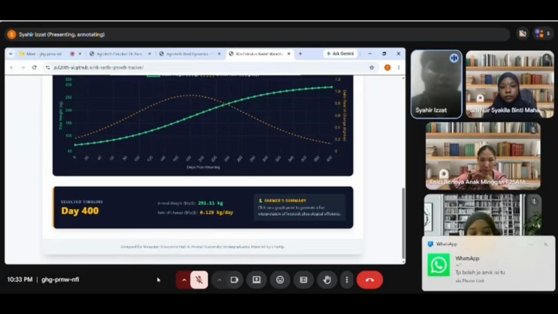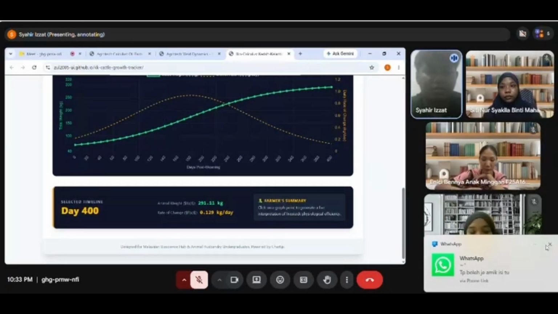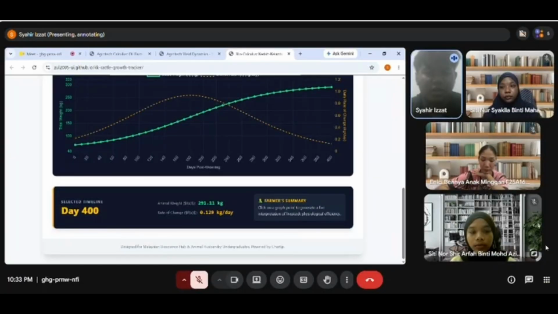Next is the dashed orange line here, f'(x). This line represents the average daily gain in kilograms per day, plotted against the right-hand y-axis. It displays a bell-shaped curve that shows exactly how the velocity of the animal's weight gain changes over time.